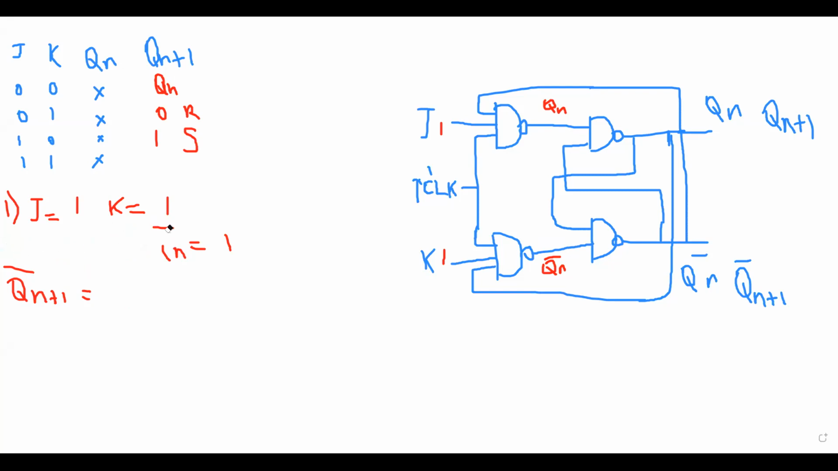and this is Qn plus 1 bar. So here Qn bar into Qn whole bar. So here 0 bar is equal to 1. I'll get 1 for this complement.